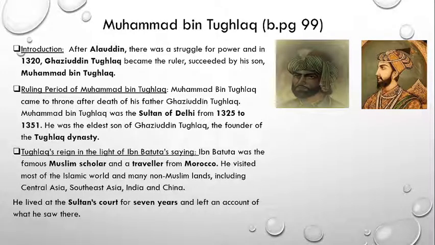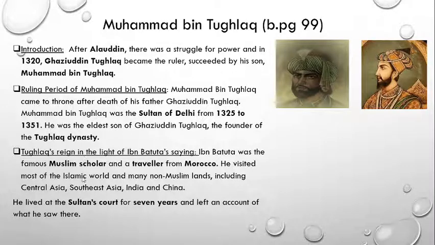Tughlaq's reign in the light of Ibn Battuta's account. Do you know who was Ibn Battuta? Ibn Battuta was a famous Muslim scholar and a traveler from Morocco. Where is Morocco? Morocco is a coastal country present in the northwest Africa. He visited most of the Islamic world and many non-Muslim lands, including Central Asia, Southeast Asia, India and China. He lived at the Sultan's court for 7 years and left an account of what he saw there.